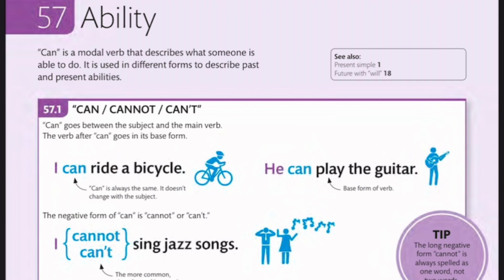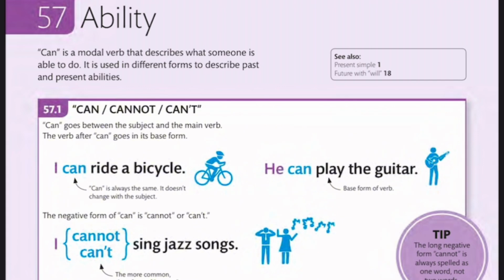for you to have the ability to do something, but you are not willing to do it. You can do it, but you will not do it. I can do this, but I do not want to do it. That is, you have the ability, but you are not willing. And you may be willing to do something, but not have the ability to do it. So it is used in different forms to describe past and present ability.